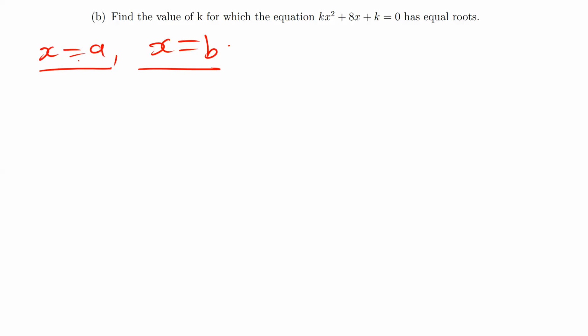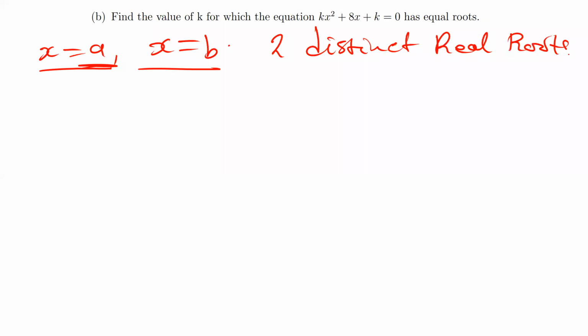Now these answers can either be different and real, meaning the quadratic equation has two distinct real roots. And if it has two same roots, two same answers, if for instance you find x is equal to 2 and another x is equal to 2, it means that the given quadratic equation has equal roots.